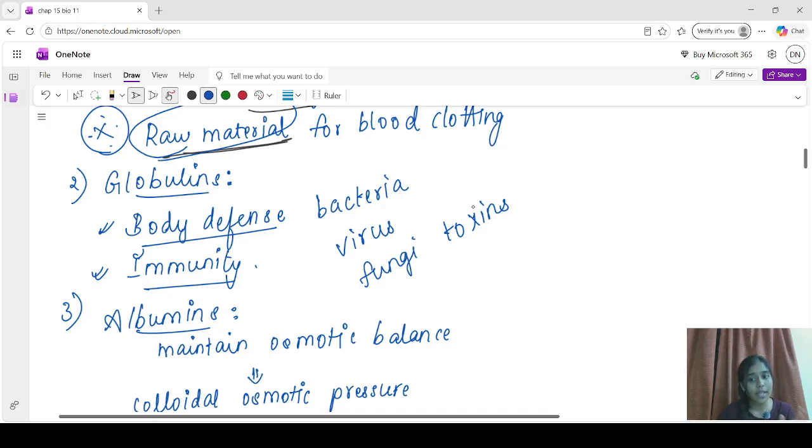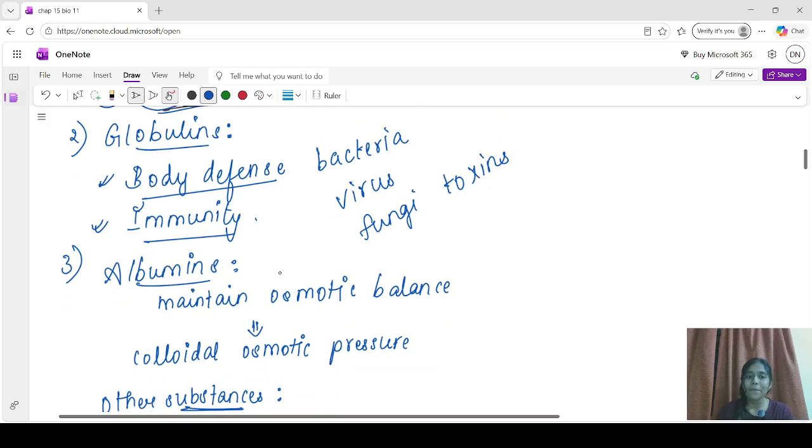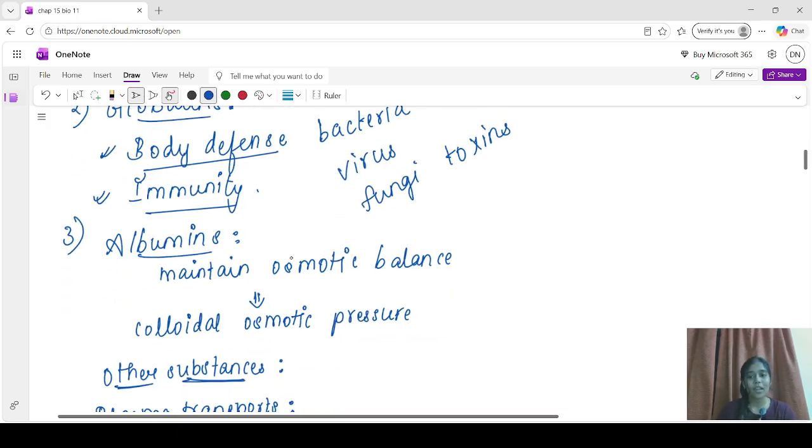Some globulin functions as antibodies. So you can imagine this as the security officer inside the blood, which protects our body. And now let's move on to albumin. So what is the main function of albumin? It is to maintain the osmotic balance.